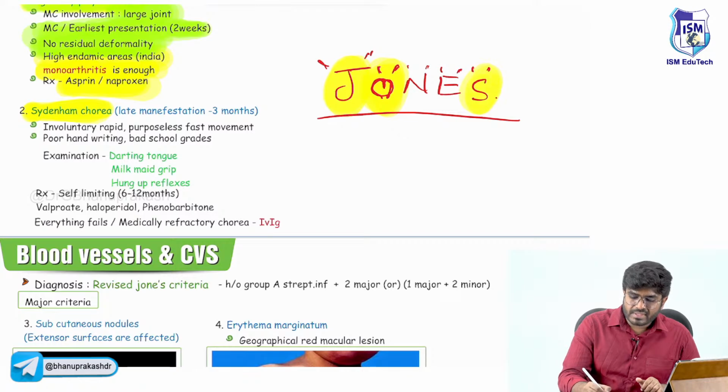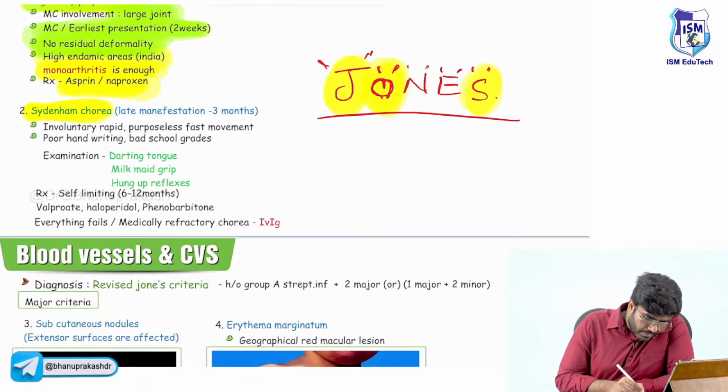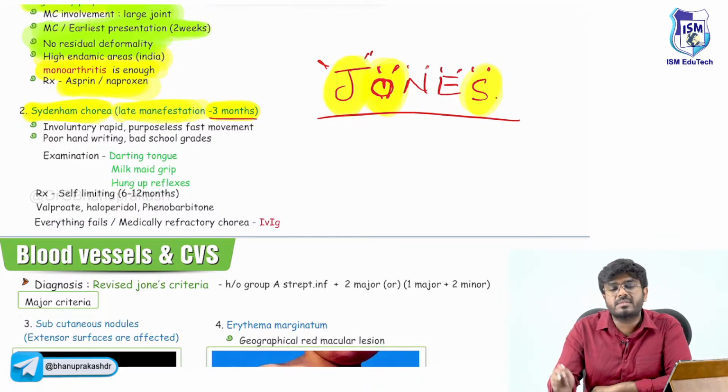Now let's talk about Sydenham chorea. What is Sydenham chorea? It's a late manifestation, seen after 3 months, 3 to 6 months. Some books even mention 6 months.